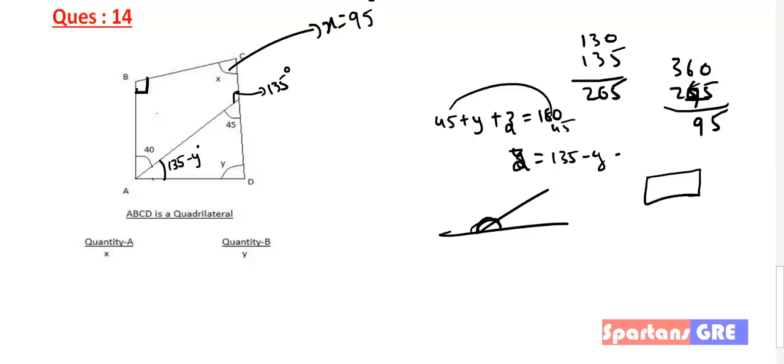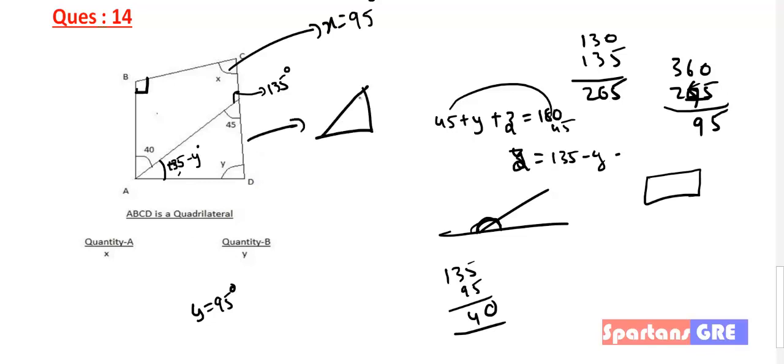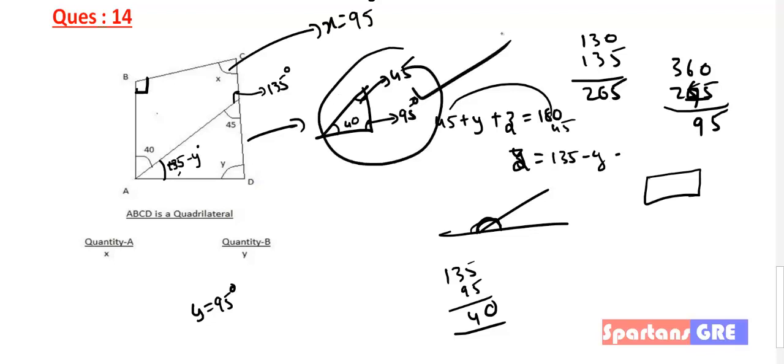Now you have to find y. What I will do here is, first of all I will assume my y as 95. So I will see if this works. If y is equal to 95 degrees, then this angle will be 135 minus 95, which will be 40 degrees, right? So this will be my 40 degrees. So the triangle will be like this: 45, 40 and 95. So this triangle is valid. You are getting total 180 degrees, so it is done. So A equal to B, it is correct.